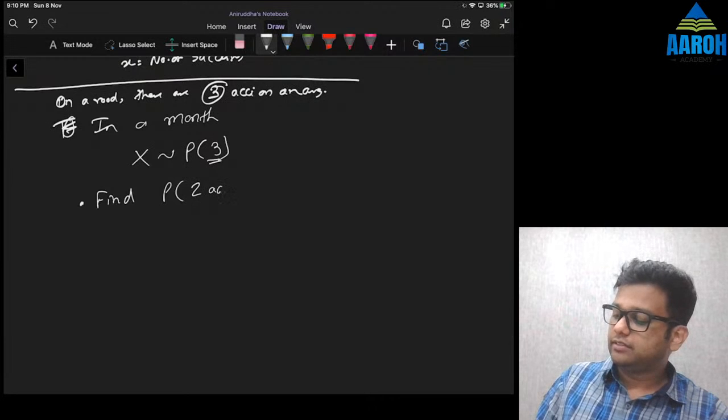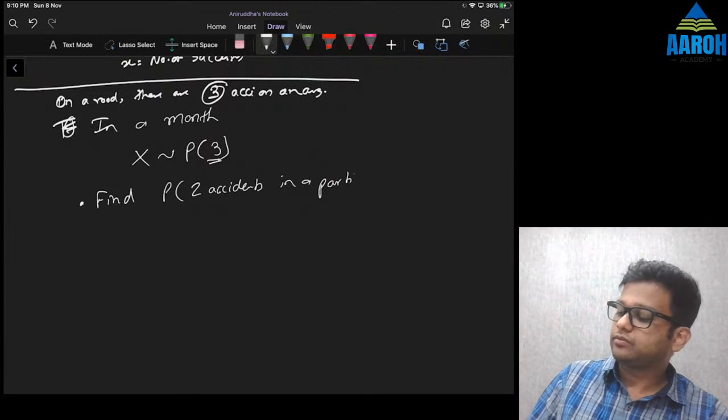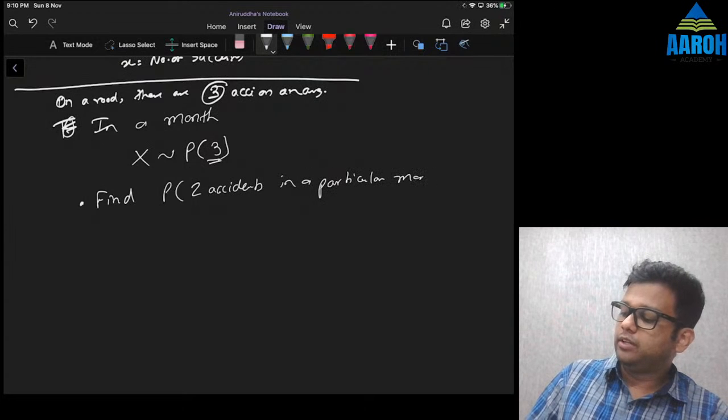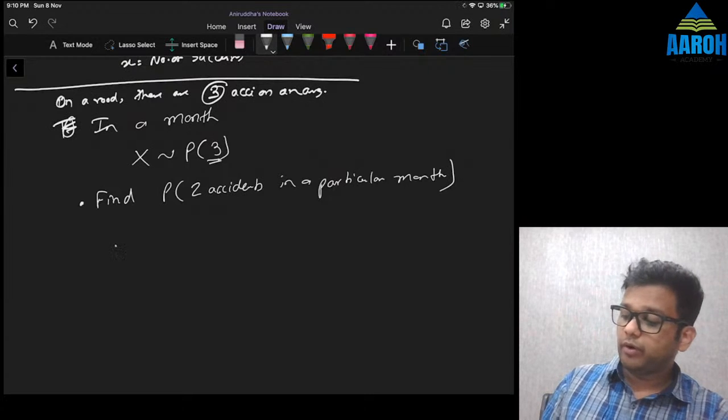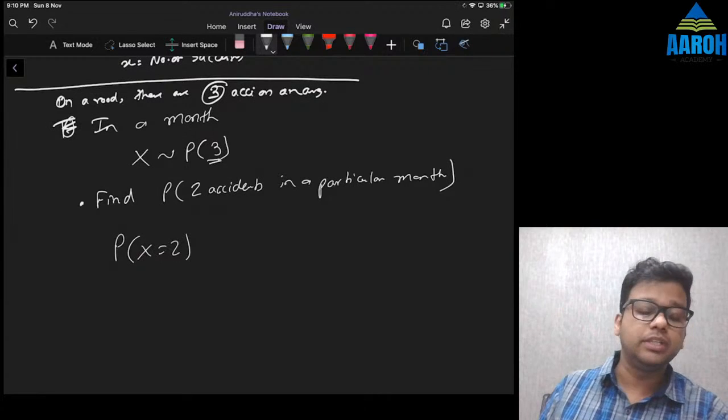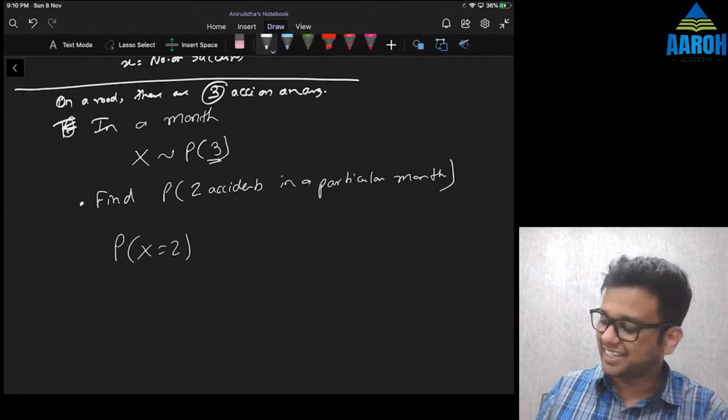So based on this parameter, now if we want to find the probability of 2 accidents in a particular month. So what we'll do is we want the probability that x is equal to 2 successes. Success is accident in this case, right?